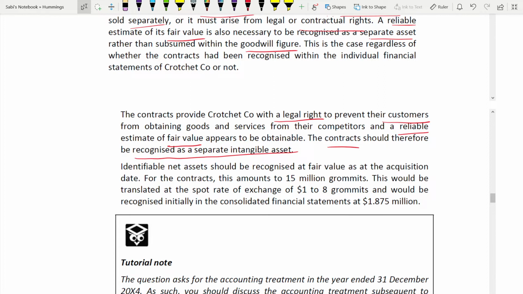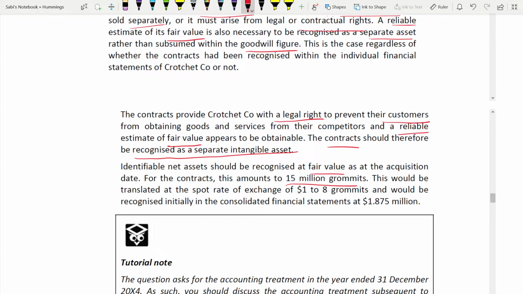So this net asset should be recognized at fair value. We know that at the acquisition. And they have already given you the amount, that this is 15 million grommet. And you have to translate this to dollar. Why? Because the parent company's functional currency matters a lot in the consolidation, right? So this 15 million you have to convert to dollar. Dollar is the functional currency of the parent of Humming.